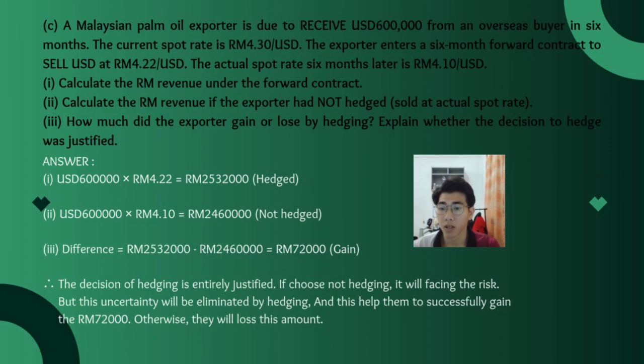One, 600,000 USD times 4.22 equals RM 2,532,000. Two, 600,000 times 4.1 equals RM 2,460,000. The difference is a 72,000 gain. The decision to hedge is entirely justified. If the exporter chooses not to hedge, it faces the risk, but the uncertainty is eliminated by hedging, and this helps them successfully gain the 72,000. Otherwise, they would lose this amount.